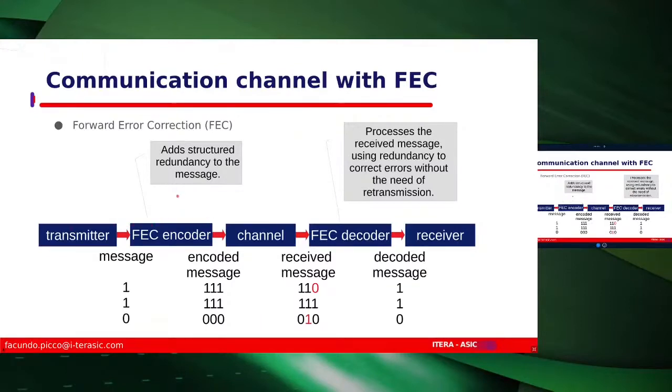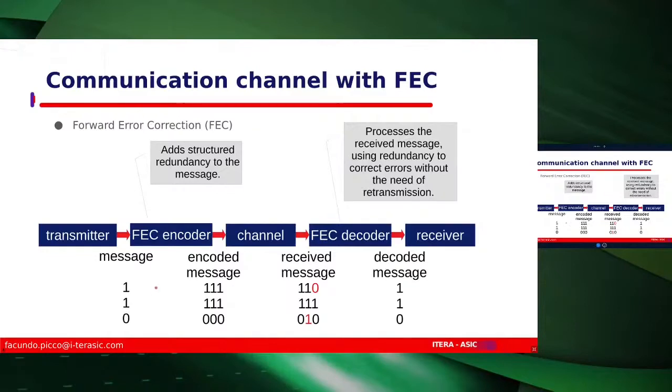We have an FEC encoder, which adds structured redundancy to the message. That means that over the channel, we are transmitting more symbols than strictly necessary to convey the message. And that structured redundancy allows the FEC decoder, at the receiver side, to correct errors without the need of retransmission, always within certain boundaries, of course. But that improves the reliability of the communication.